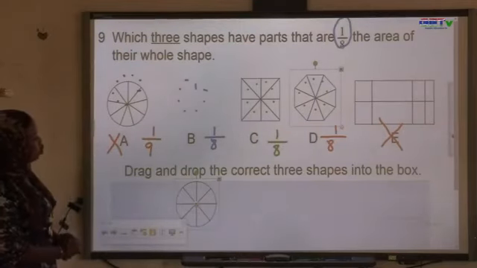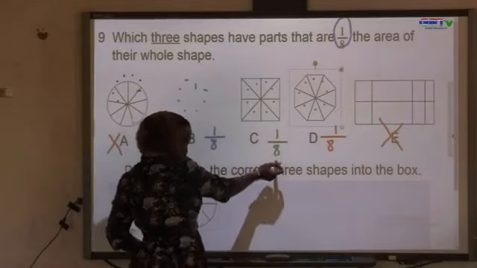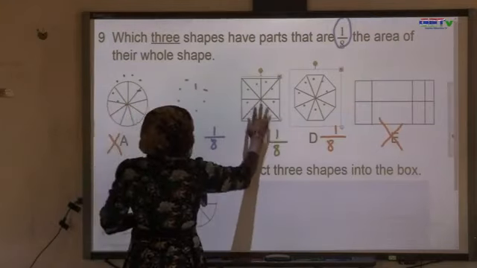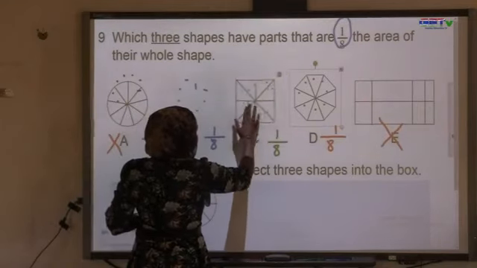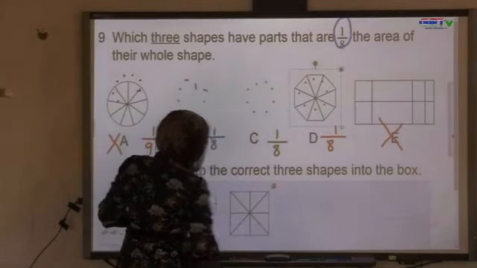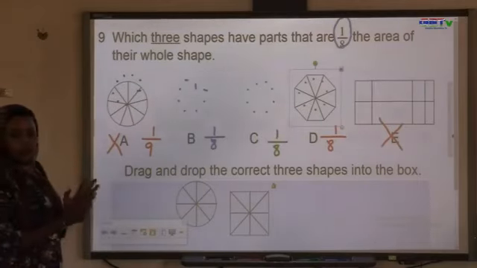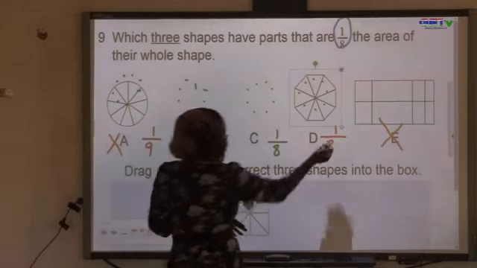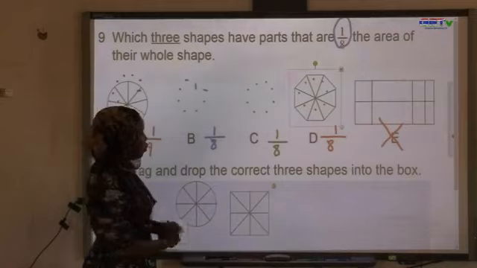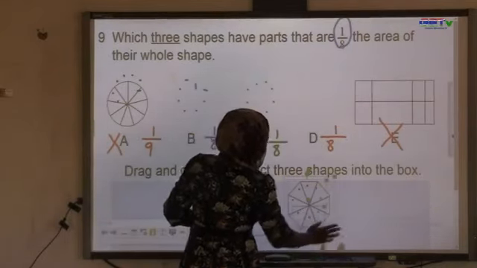How about option C? Option C is also 1/8. So we also drag this shape into the box. How about option D? Yes, option D is also 1/8, and that's exactly what we are looking for. So we'll drag the shape into the box.